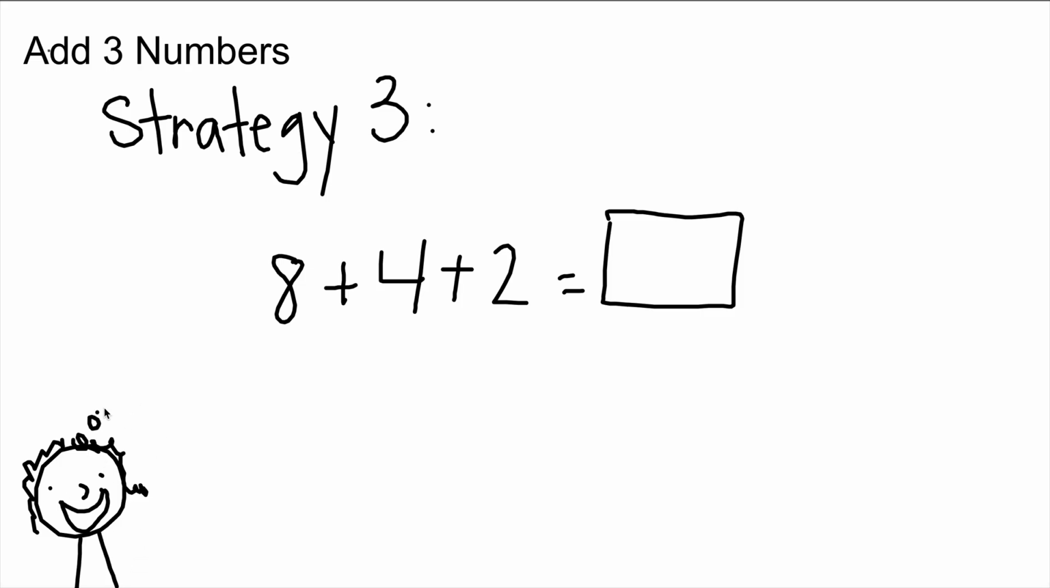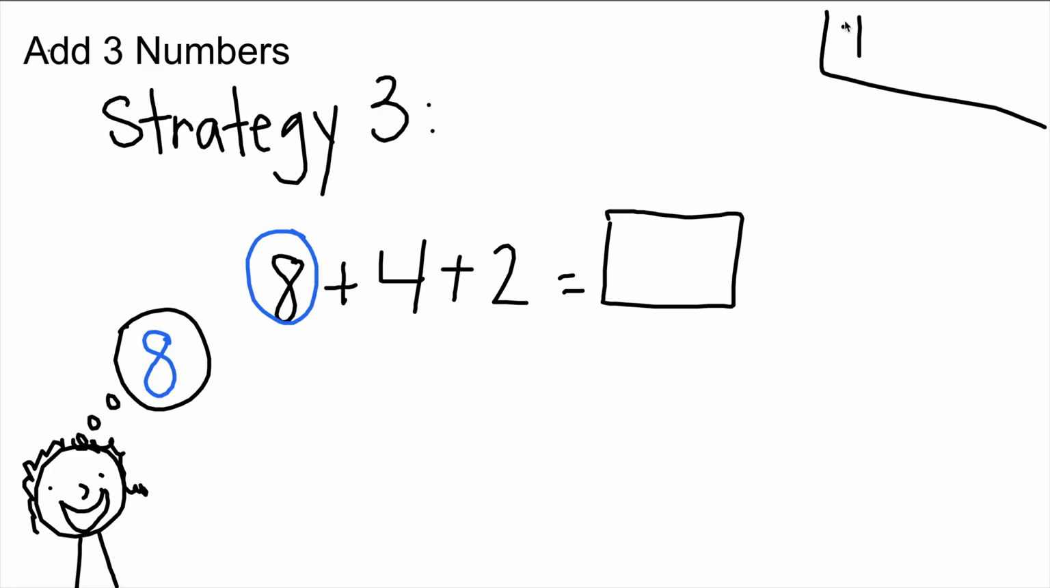And my goal is to put the biggest number in my head. 8, 4, 2. Which one is the largest number? I'm hoping that you're yelling at your computer, and you're saying 8 is my largest number. So I'm putting 8 in my head, and with my fingers, I am going to keep counting on until I make 10.